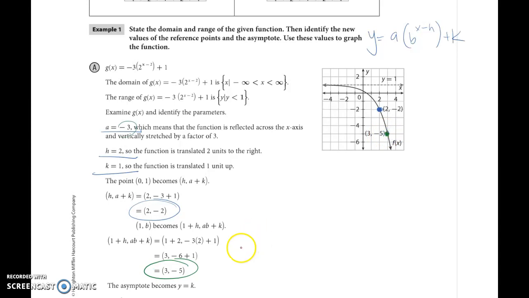And then for our asymptote, remember our asymptote goes from y = 0 to y = k, and since k was 1, we now have our asymptote at y = 1.